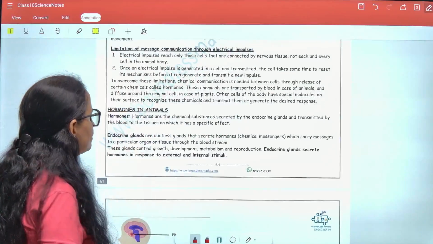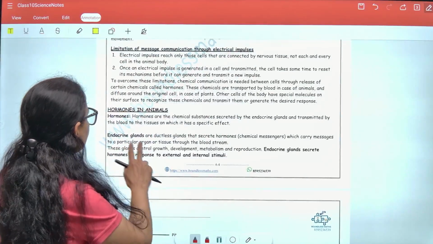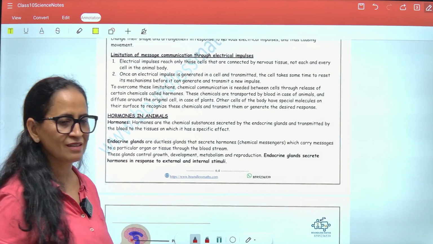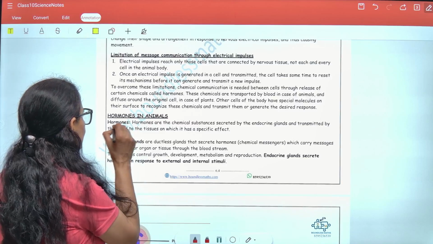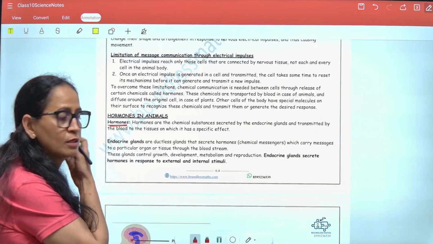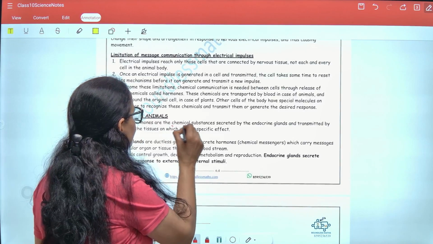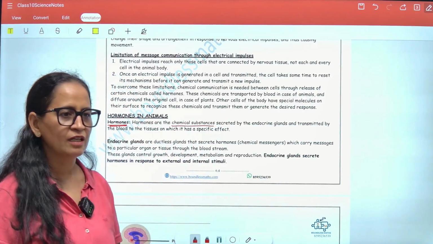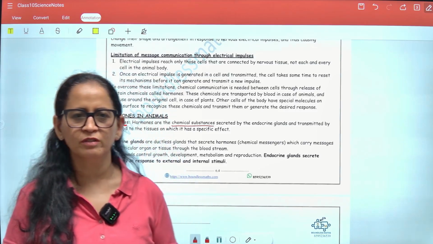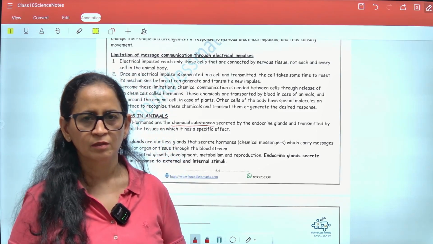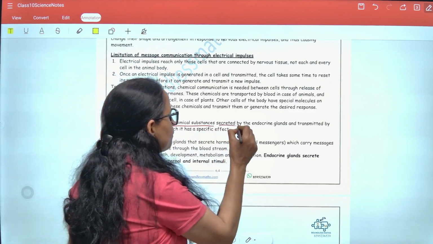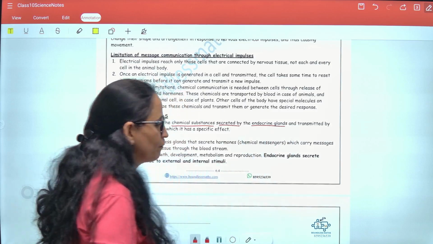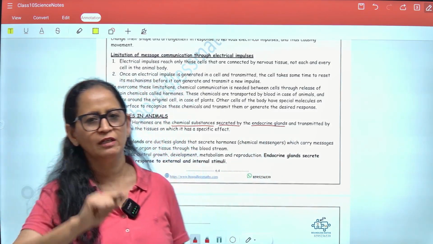Now what is endocrine system? It mainly refers to the hormones secreted by various glands in our body. Now what are these hormones? What do you mean by hormones? Hormones are chemical substances. At times, there is a question, what are hormones, and children write hormones is something. Don't write something. It is a chemical substance secreted by the endocrine glands. Now there are two types of glands, endocrine and exocrine.